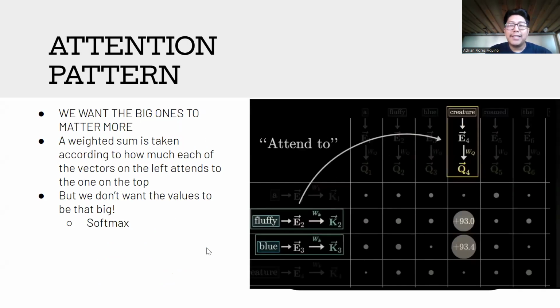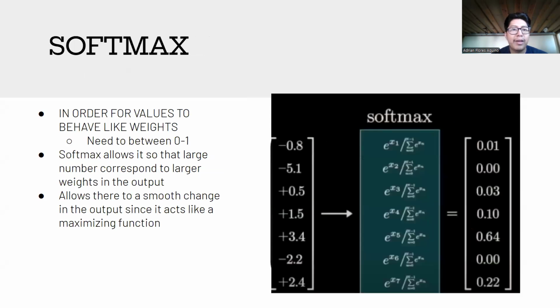And this is where we start getting into the attention pattern, which is where we want to actually determine which values do matter the most. As you can see right here, the big ones are the ones that matter the most. And this is pretty much just like a weighted sum of every value vector. But we don't want them this big, which is where softmax comes into play. The softmax pretty much allows it so that the large numbers correspond to a larger weight in the output and allows there to be a smooth change in the output, since it acts like maximizing the function. So the big numbers would then be coming into small numbers, and in the end, all the converted small numbers will add up to one, which is what we actually want.